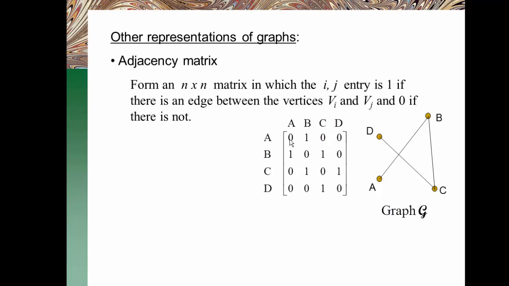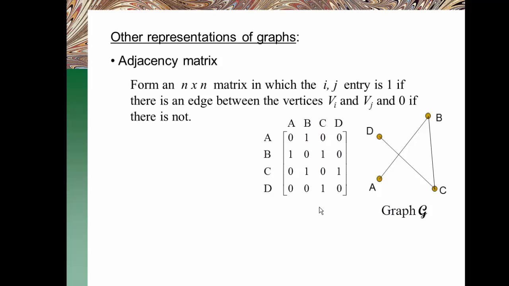Now, at each entry of the matrix, we have either 0 or 1. 0 means that there is no edge connecting vertex A to vertex A. In fact, since we don't allow loops in graphs, there is no edge from A to A. Now, there is an edge from A to B, so at row A, column B, we put 1. That's because there's an edge there. And you can also read column and row. Edge BA is the same as edge AB.